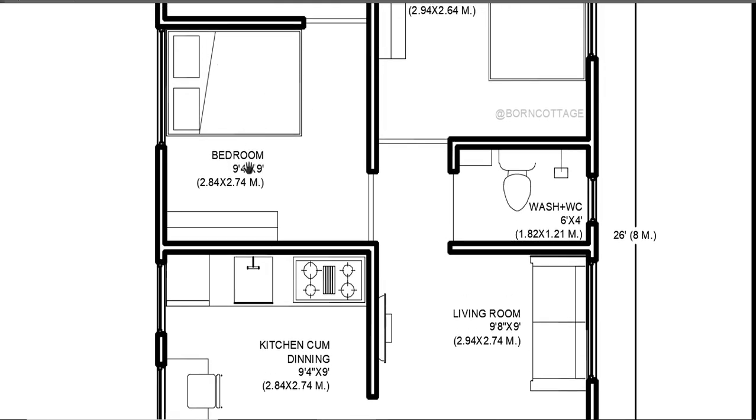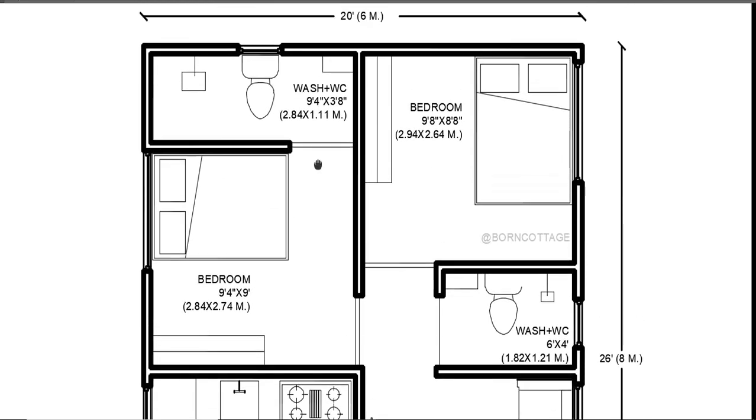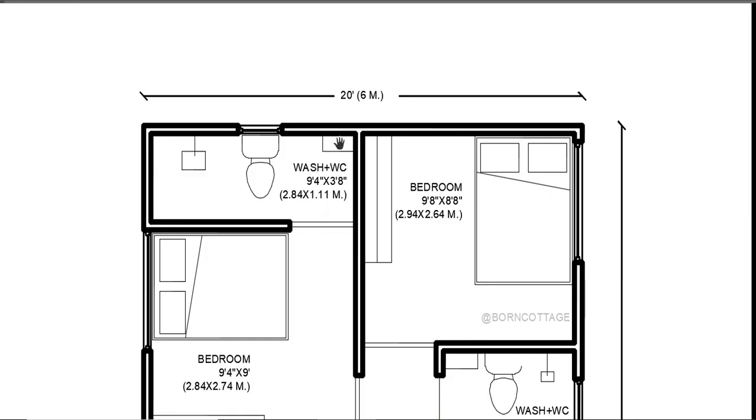You can see here the bed arrangement, wardrobe arrangement and large size window, and also we have attached washroom plus water closet with this room. You can see here the wash basin, water closet and the shower area, and we have ventilator for ventilation of this washroom. And if we go on the right side, so we have bedroom number 2 here.